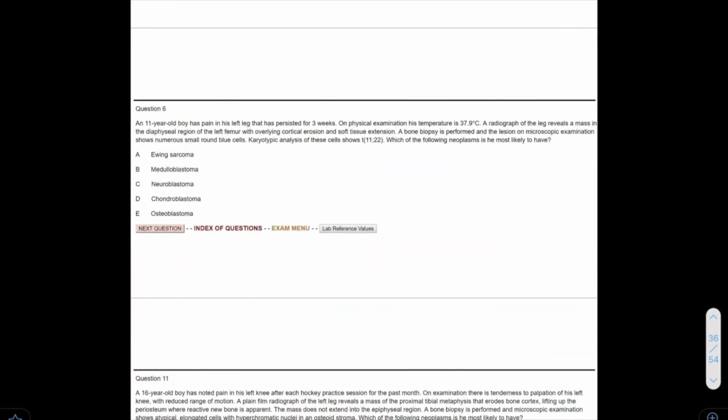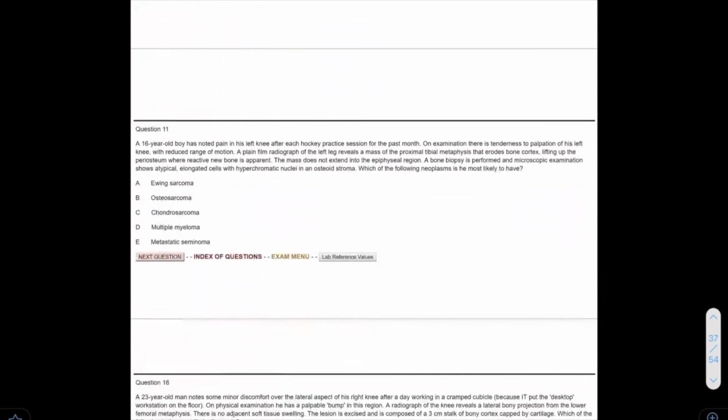Next question, an 11-year-old boy who has pain in his left leg, okay? He has fever. He has a tumor in the diaphysis region. Bone biopsy reveals numerous small round blue cells, and then karyotyping shows T11 to 22. So I hope you remember all these clues and what tumor they mean here. Right, so that would be Ewing sarcoma, okay?